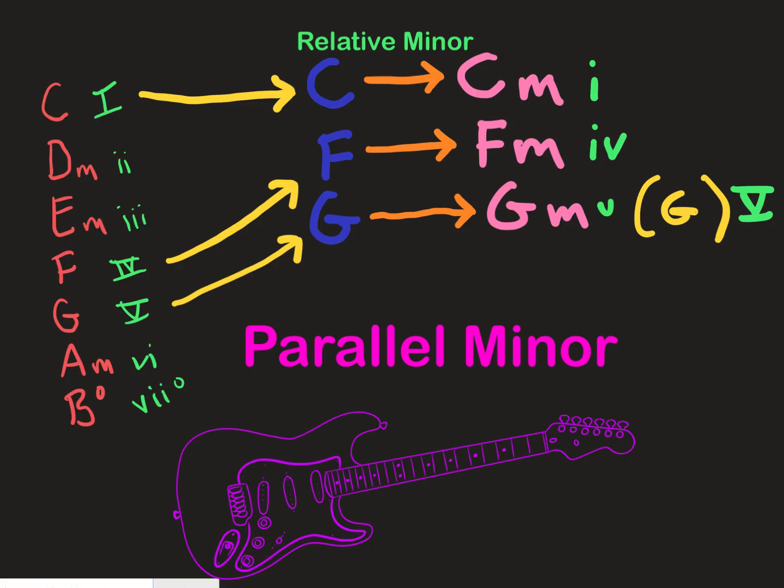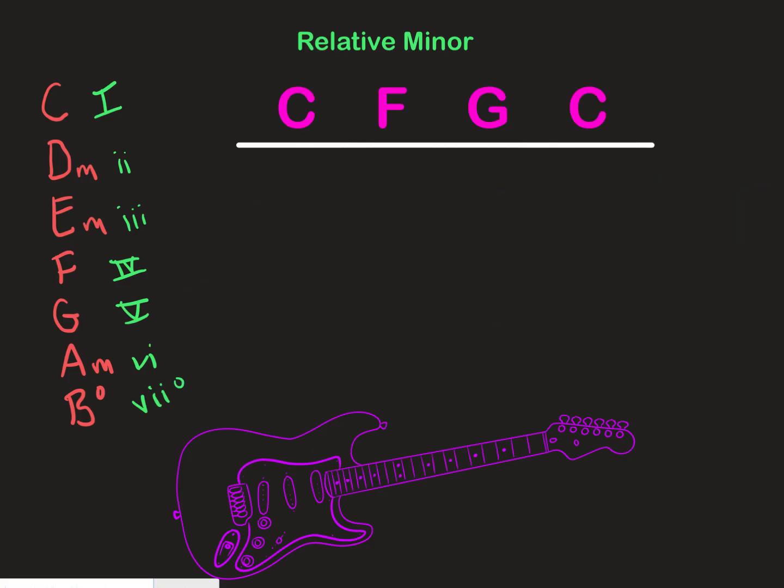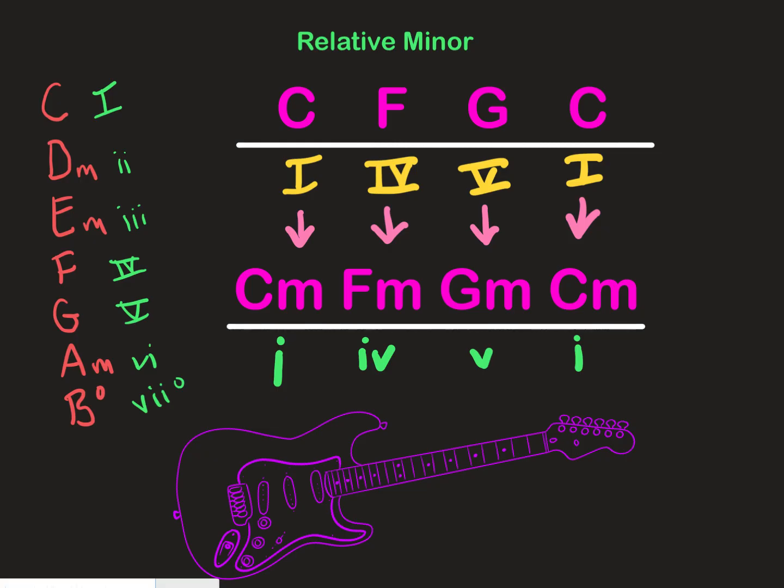Let's apply it to a progression. C, F, G, C. 1, 4, 5, 1. This would become C minor, F minor, G minor, C minor. 1, 4, 5, 1. Relative minor changes the tonal center.